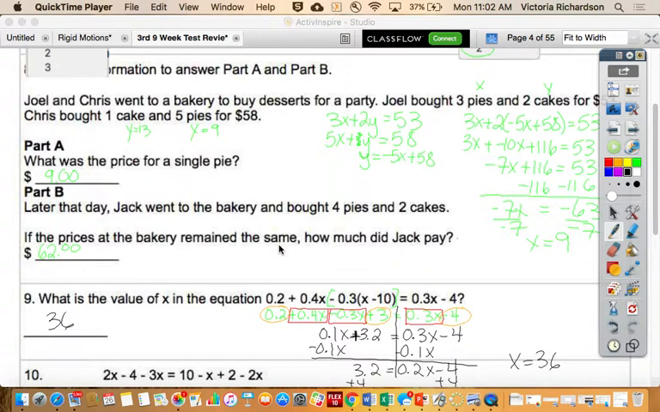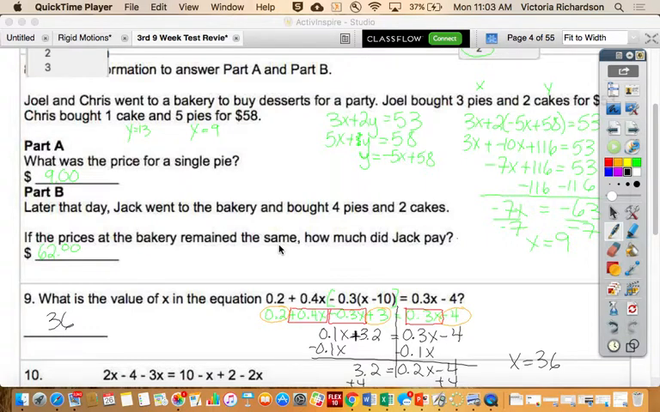All right, so number 8 says Joel and Chris went to a bakery to buy desserts for a party. Joel bought 3 pies and 2 cakes for $53, and Chris bought 1 cake and 5 pies for $58. So I have 2 different things I'm talking about. So I'm going to let my pies be X and the cakes be Y. And so on the second part with Chris, the cake, like I said, is Y and the pie is X. Notice they switched the words around, so you got to make sure that you get that right.